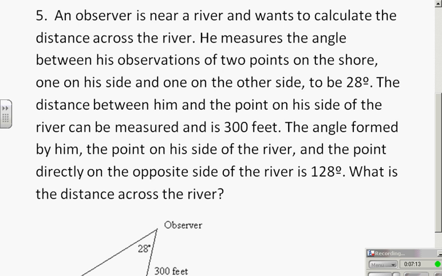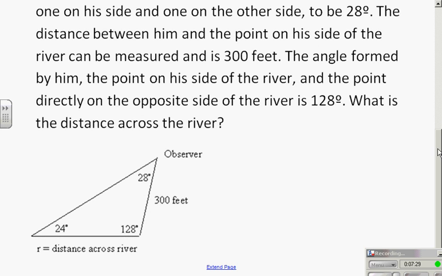The distance between him and the point on his side of the river can be measured and is 300 feet. The angle formed by him, the point on his side of the river, and the point directly on the opposite side of the river is 128 degrees. What is the distance across the river?